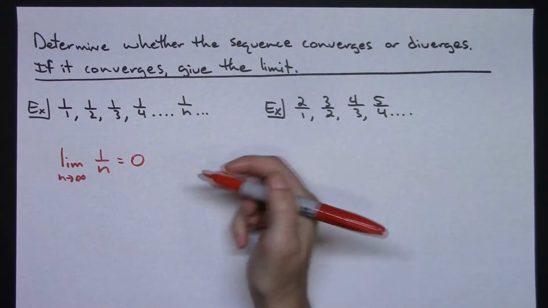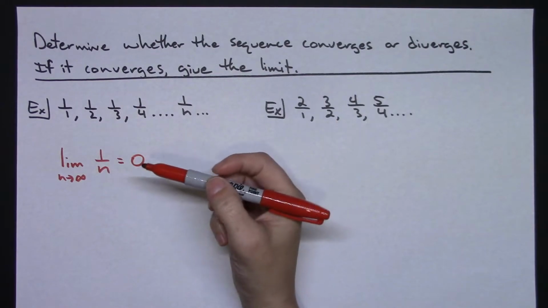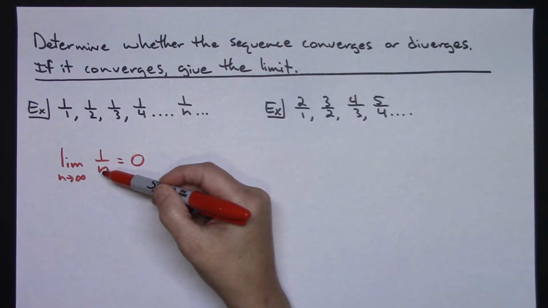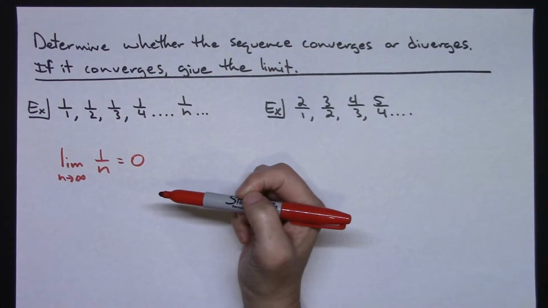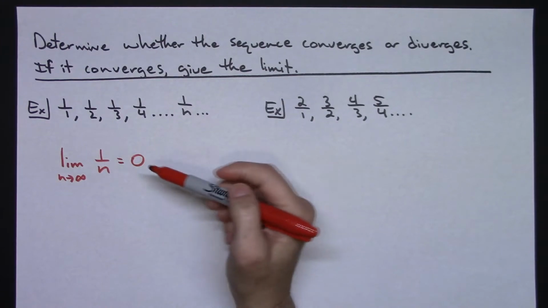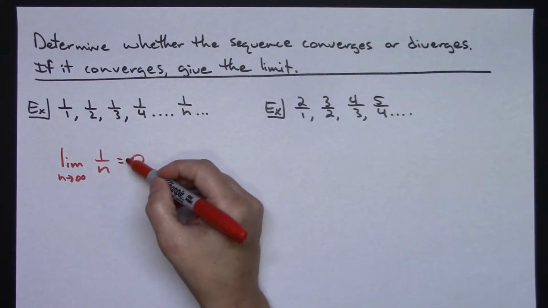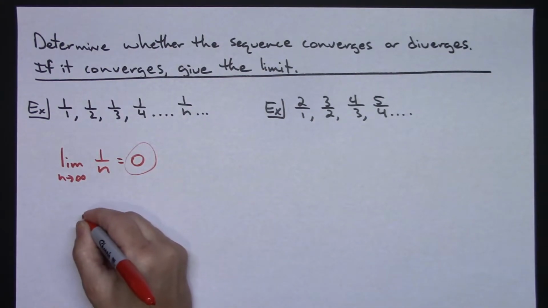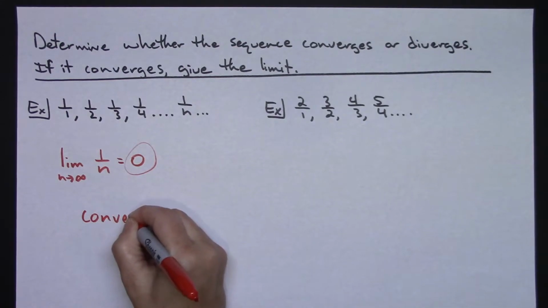But like I said, if not, get your calculator out, do the division, and just see what happens the bigger this denominator gets. When I go 1 divided by that number, I should be getting closer and closer to 0. So since I can calculate that limit, that limit is 0 and the sequence converges.